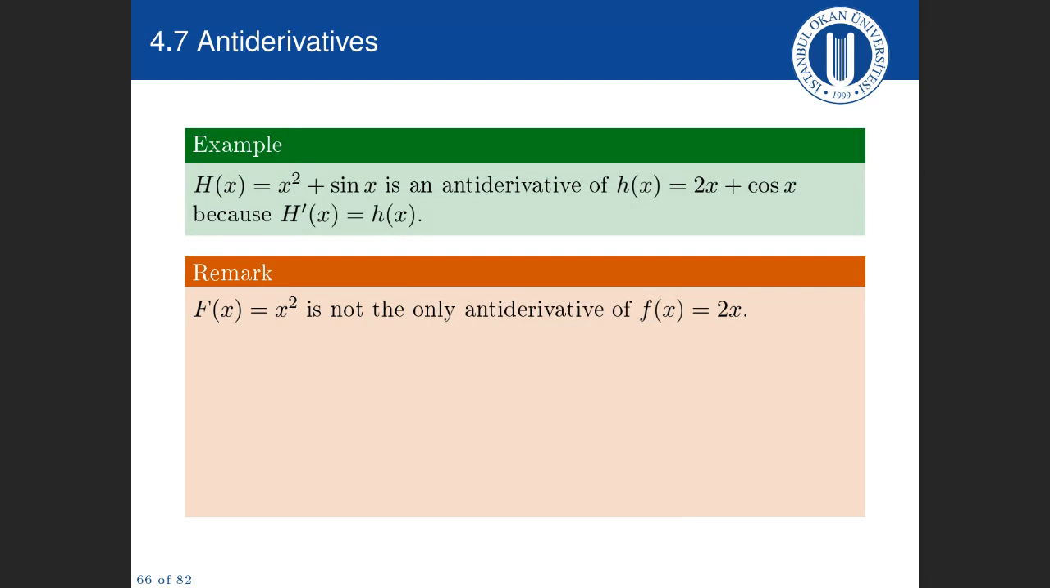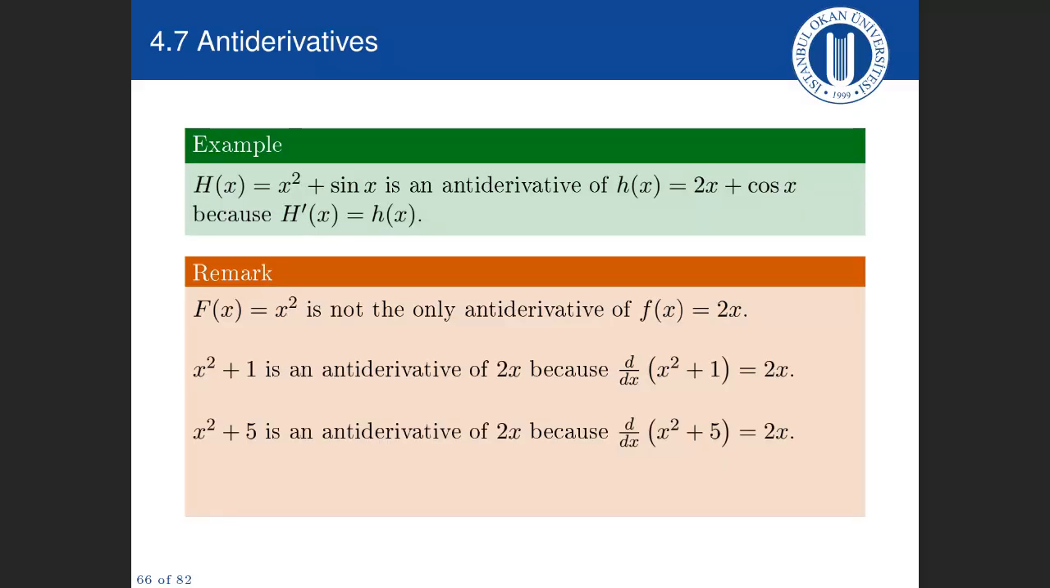But let me remark that x squared is not the only antiderivative of 2x. X squared plus 1 is an antiderivative of 2x, because if we differentiate x squared plus 1, we get 2x. And x squared plus 5 is an antiderivative of 2x, because the derivative of x squared plus 5 is also 2x. Or x squared minus 1234 is an antiderivative of 2x, because the derivative of x squared minus 1234 is 2x. What's the difference here? It's always x squared first, but then we're adding or subtracting a number.